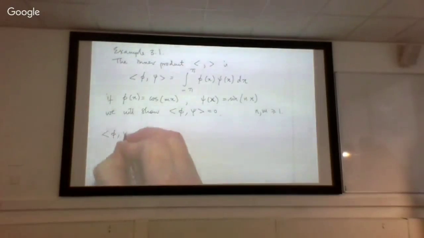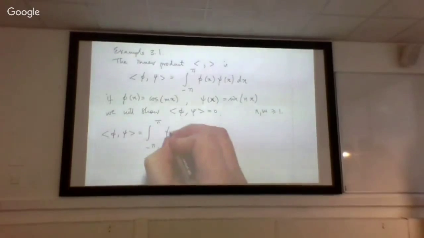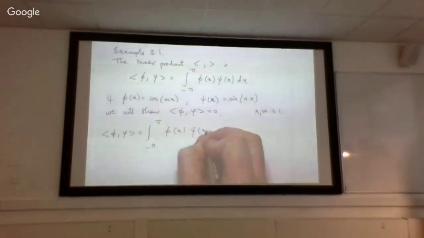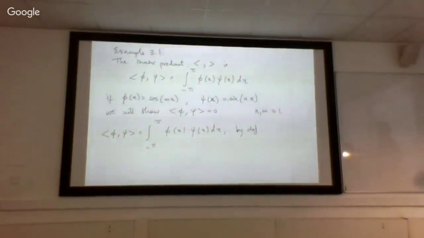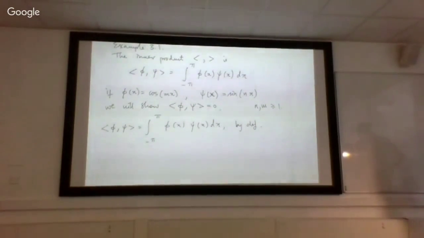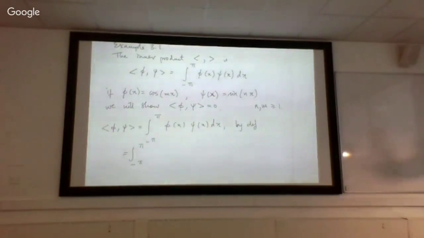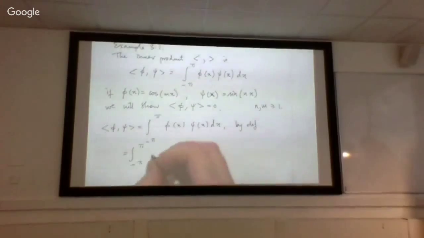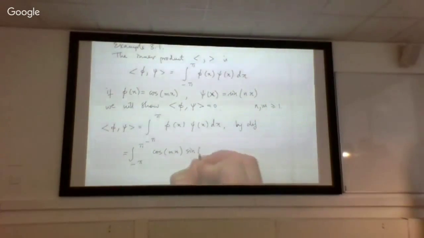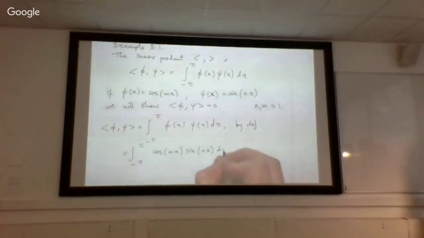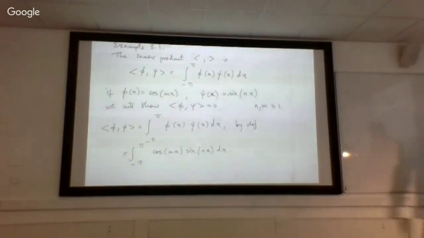Okay, well, it's just an exercise in evaluating the inner product. So, we just apply the formula. This is by definition of the dot product. This is what it is. We integrate the product of the two functions. So we just put in the definition of the two functions. So we're integrating cosine mx times sine nx dx. We're integrating this product across the range minus pi to pi.